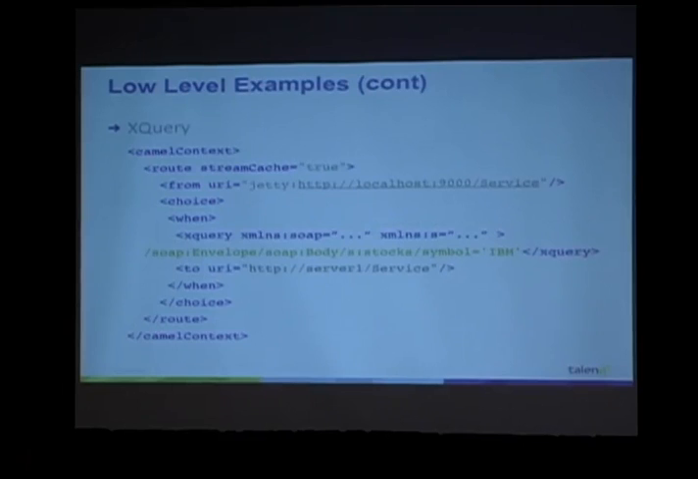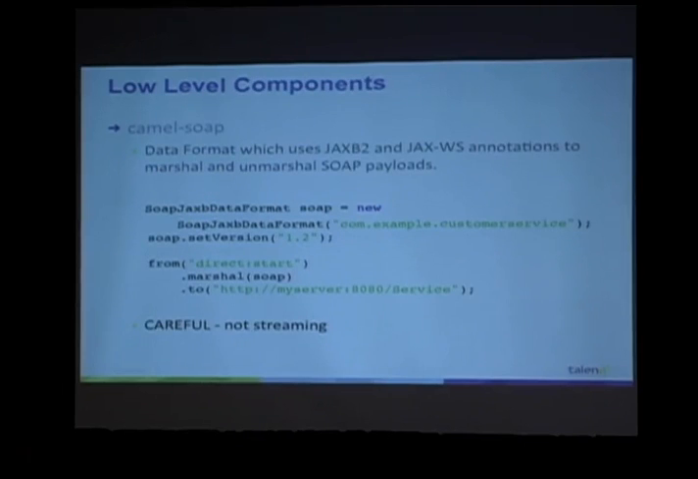Now, when you're dealing with the low-level things, you're just dealing with streams, which is not the most convenient thing to do. So if you're dealing with, say, JAXB objects, which are the easy ones to talk about, and you want to send a JAXB object to a service that's expecting a SOAP thing, we have this Camel SOAP component. It's actually really more of a data binding? Data binding. Data format, that's it. Data binding in CXF, data format in Camel.